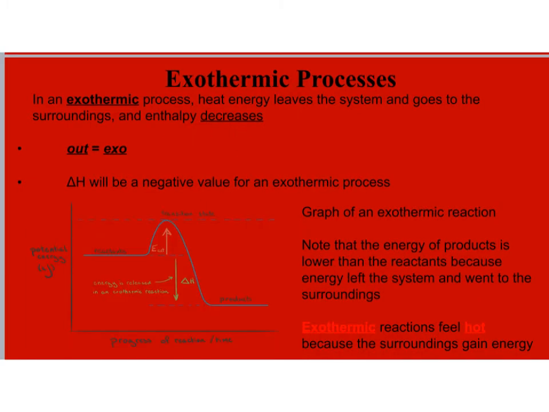Exothermic processes are the opposite. In exothermic processes, delta H is negative. That's because you're taking energy out. The system is giving off energy to the surroundings. This time the reactants are up here. You still have to put in that activation energy to make the transition state, and then when it comes all the way down to products, the products have less energy. Exothermic reactions, because they give off heat, they feel hot, and once again, exo and hot have 3 letters.